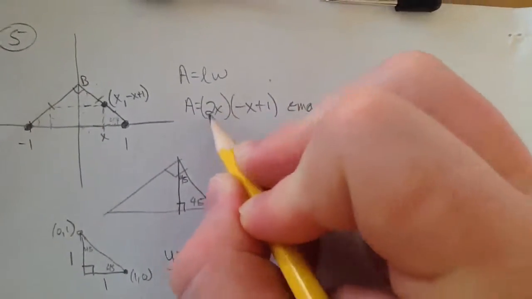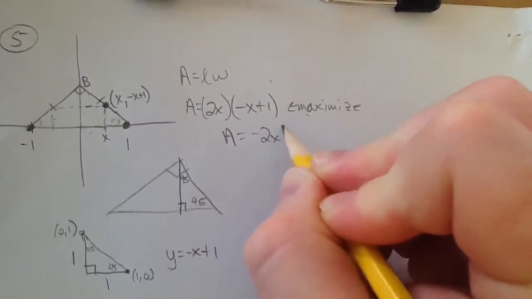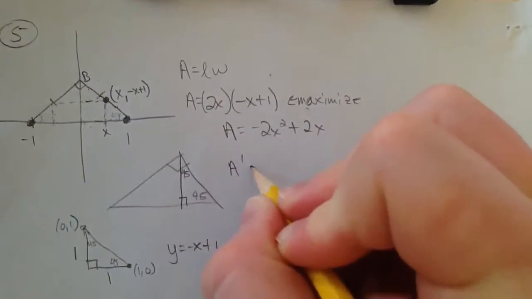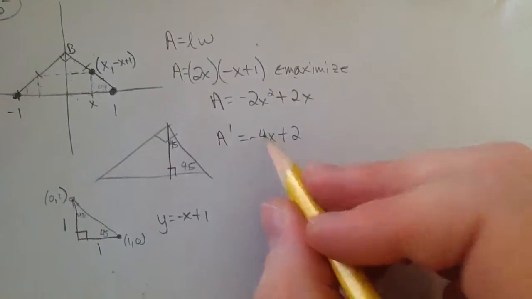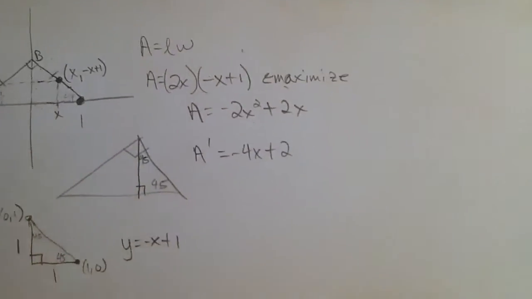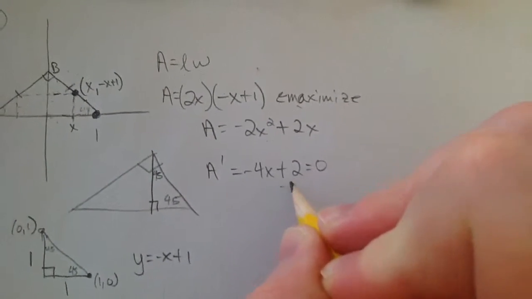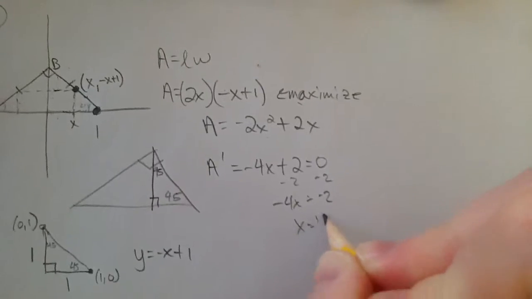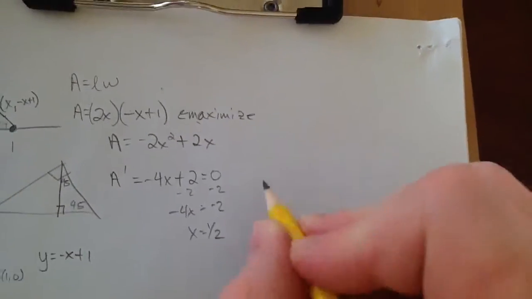Well, I don't want to do the product rule, so I'll use the distributive property and get negative 2x squared plus 2x. Take the derivative, so A prime will equal negative 4x plus 2. So the extrema happens where the derivative is 0, right? So subtract 2, negative 4x equals negative 2, so x equals 1/2. Now I have to check whether that's a max or a min.